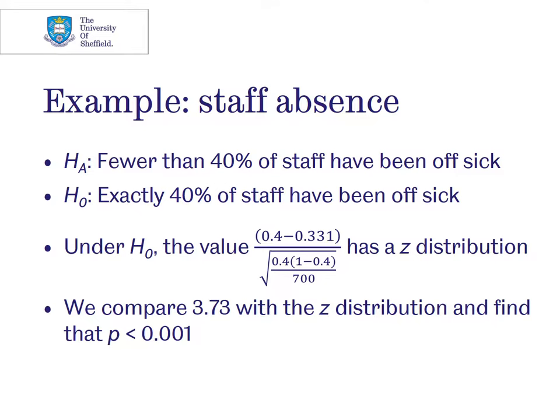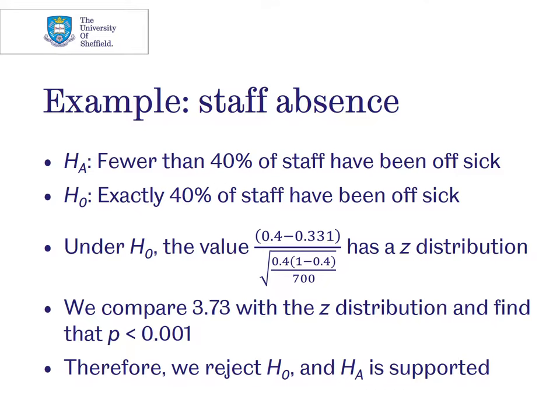And in this case, the value given is 3.73. So what we have to do is compare this with the Z distribution, and see how likely it is we find a value of 3.73 or higher, or indeed minus 3.73 or lower. And actually the probability that that happens is less than 0.001. In other words, less than one time in 1,000 would we find this by chance. And so we would conclude that the null hypothesis almost certainly isn't true here. We reject the null hypothesis, and instead we would say that our alternative hypothesis, that the absence rate is below 40%, is supported.